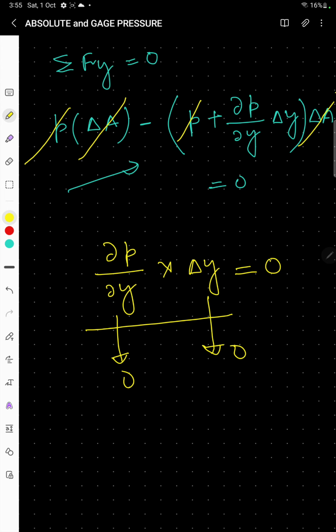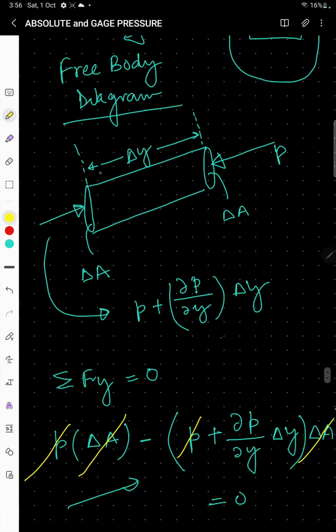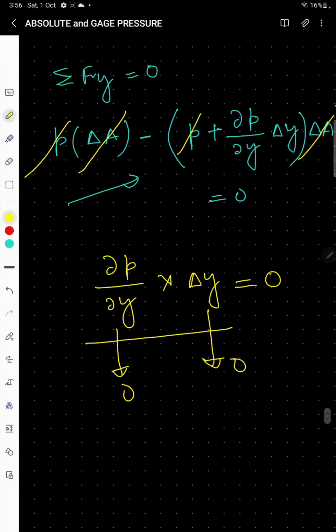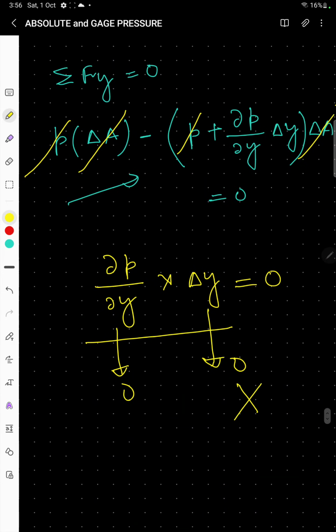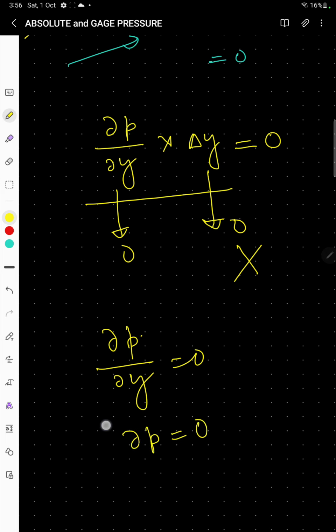If we look at this, delta y cannot be 0. Why can delta y not be 0? Because this is the length we have assumed. Even if it is infinitesimally small, it has some length, so it cannot be 0. The only possibility left is that delta P by delta y is 0. So what exactly does it mean? If you are moving along the y axis, the change in the pressure is 0. If we simplify, we can quickly write that delta P is 0.